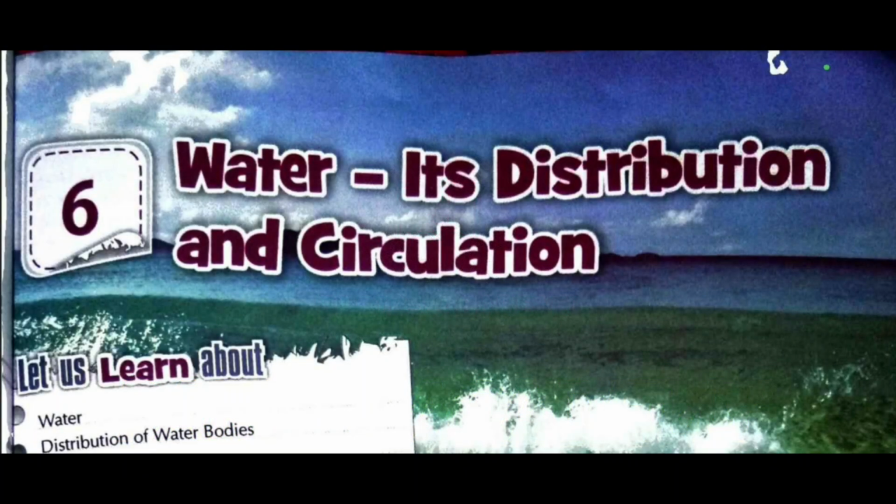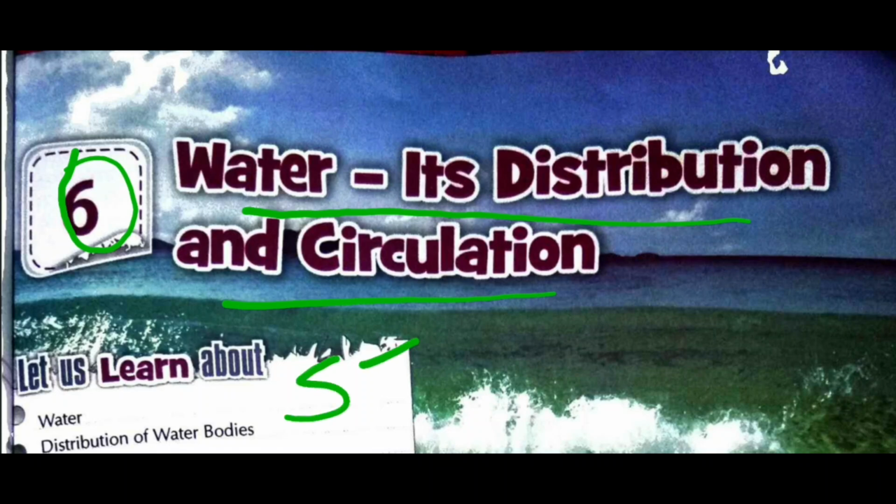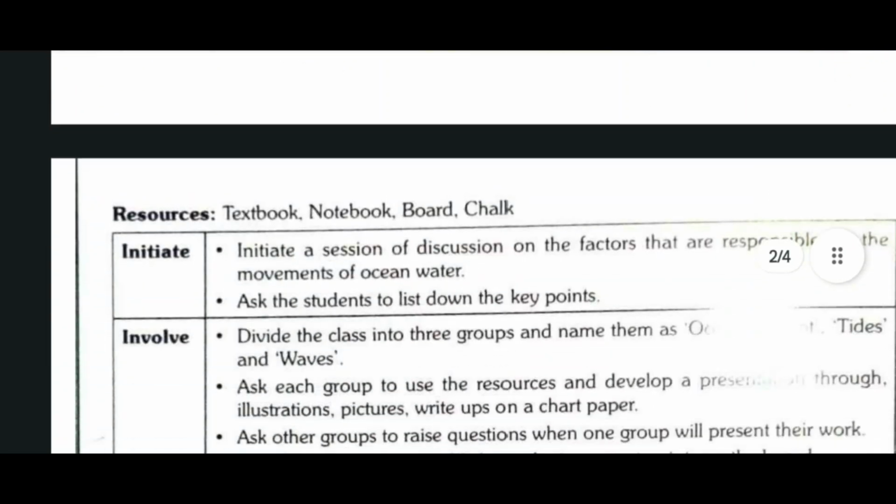Academy, dear students. So today we'll discuss chapter 6, that is water, its distribution and circulation. This is for standard 7 geography. Okay, so let's start from your question answer. Come to your textbook question answer.